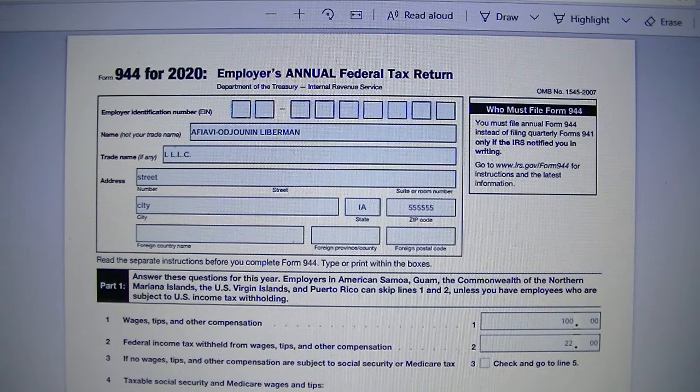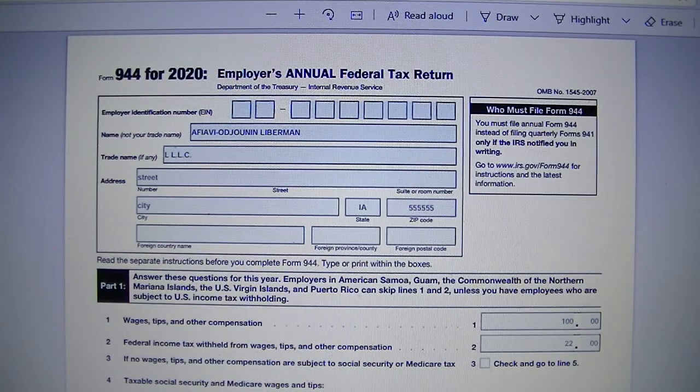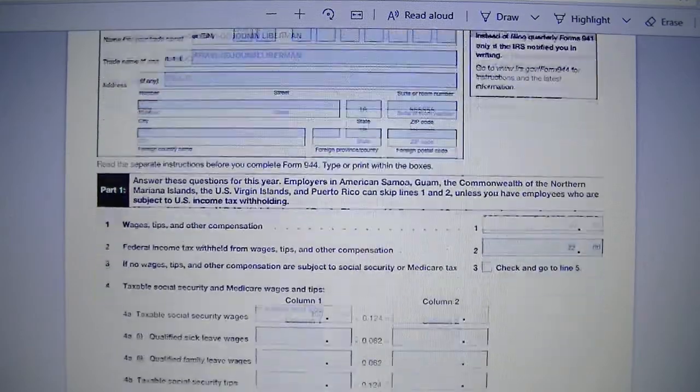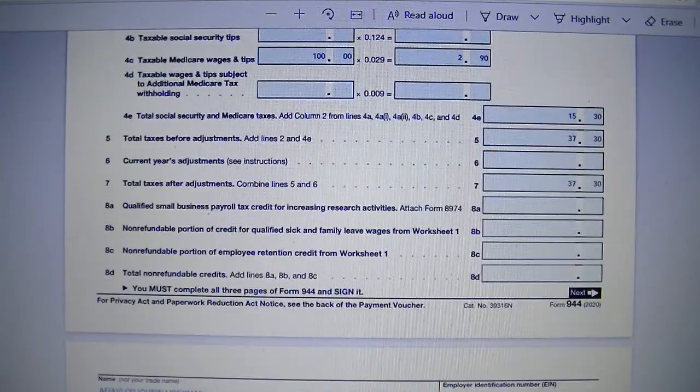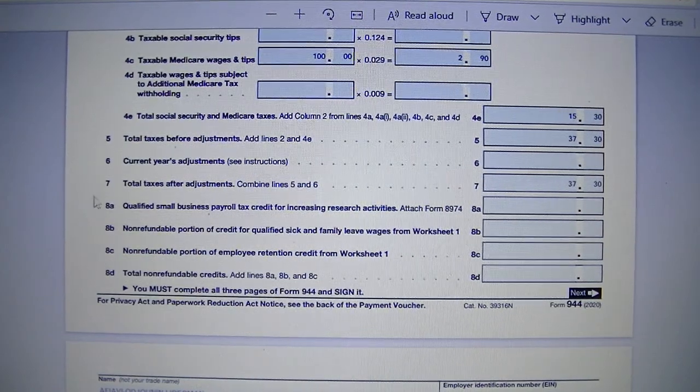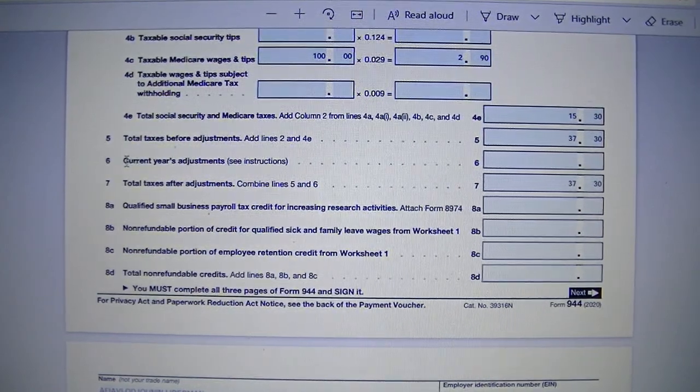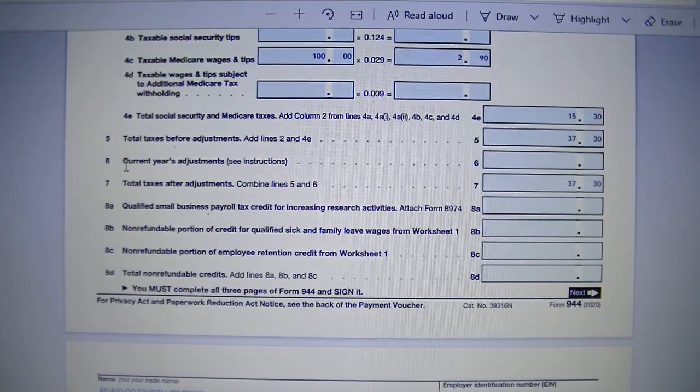Form 944 for 2020, Employer's Annual Federal Tax Return. Part 1, lines 6 to 12. So lines 6 to 12 for Form 944 for 2020. Line 6, current year adjustments.